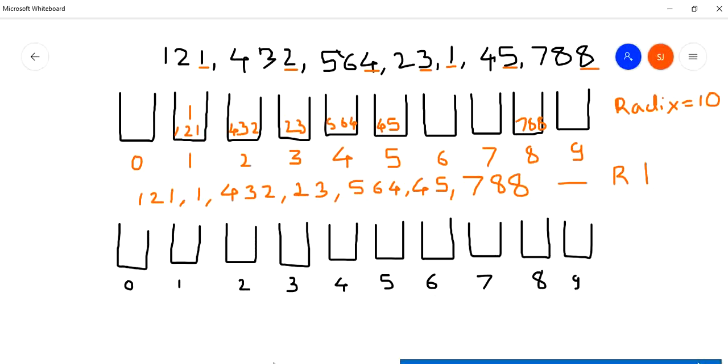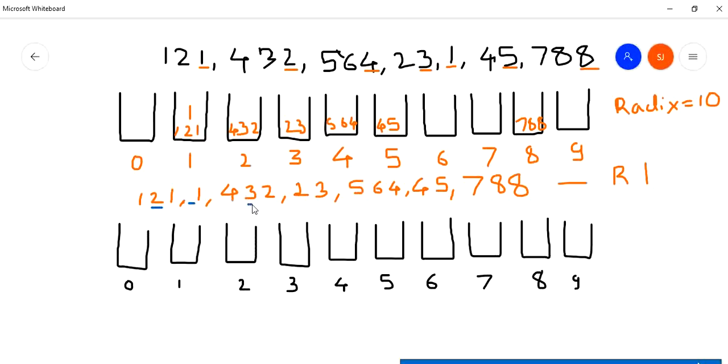Now what you want to do? Initially you filled the buckets on the basis of the unit digit. I have highlighted the unit digit. Now you want to fill the buckets based on the 10th digit. So I am highlighting the 10th digit in each and every number. For the number 1 itself, the 10th digit is not present, so we consider it as a 0, because there is no value present. Only a single digit number, so we consider it as 0.